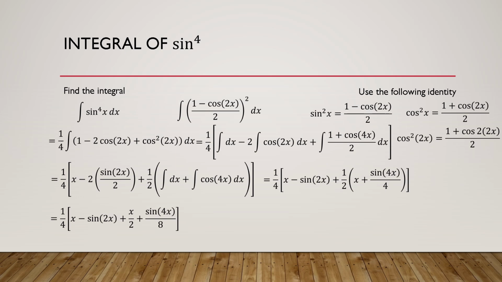We then combine the like terms to get 1/4 times the quantity of 3x over 2 minus sine 2x plus sine 4x over 8. Distribute our 1/4 to get a final answer, 3x over 8 minus sine 2x over 4 plus sine 4x over 32 plus c.